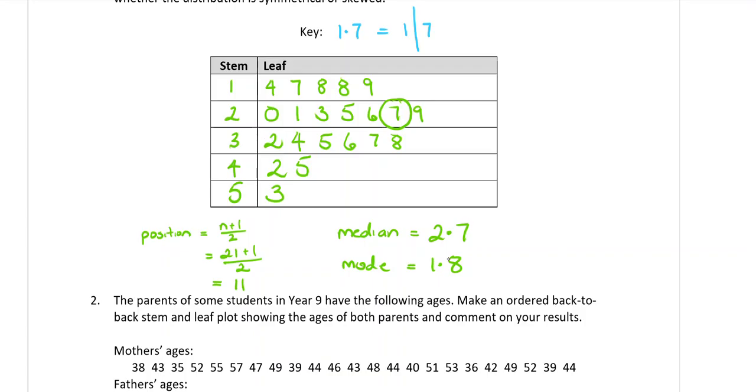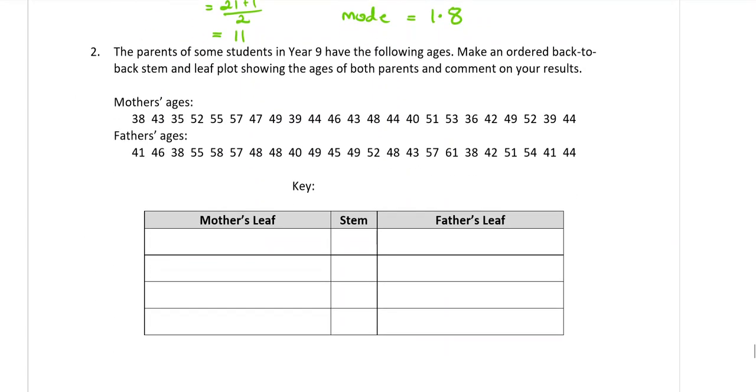Question 2. This time we're going to do a back-to-back stem and leaf, when we have a leaf on each side. This is the parents of some Year 9 students, and it's their ages. Make an ordered back-to-back stem and leaf plot showing the ages of both parents. So you've got the mums and the dads, so we can compare. All right, so starting with the mothers, what is the smallest, lowest age you can see there?